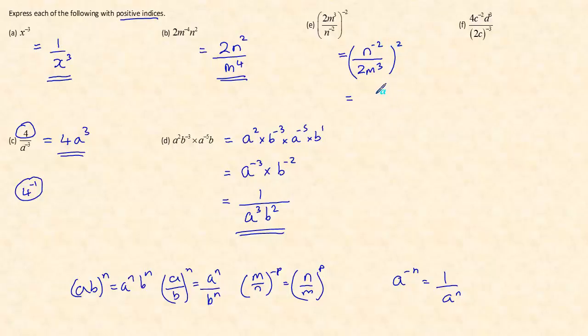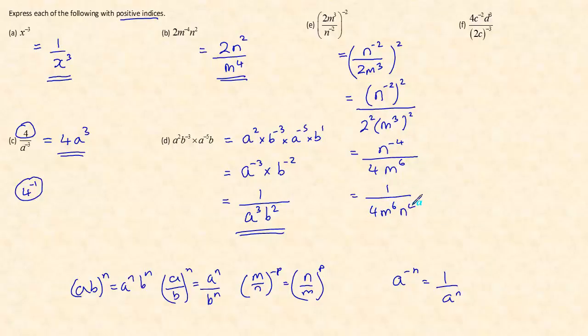So on the top, we're just going to get n to the negative 2 squared. On the bottom, that's where this comes in, we're going to have 2 squared and m cubed squared. So that's n to the negative 4 over 4m to the power 6. And now all that needs to happen using this is the n needs to come to the bottom, so we're going to have 1 over 4m to the 6 n to the power 4.